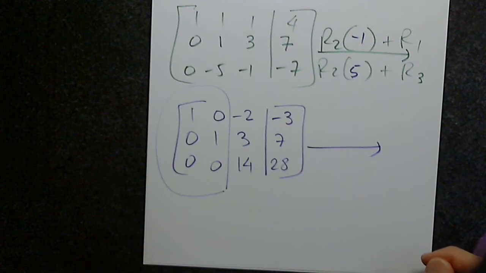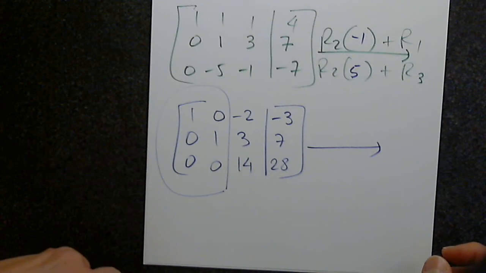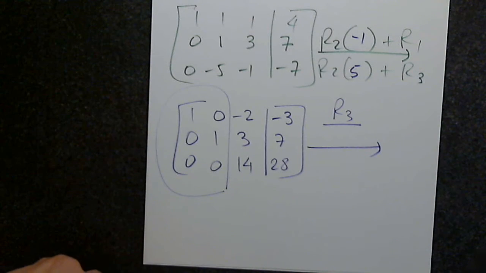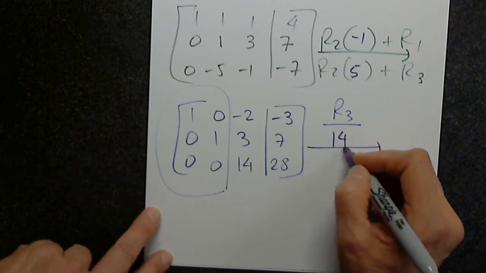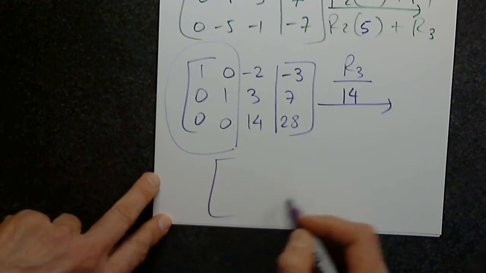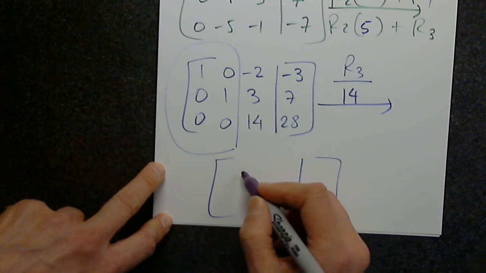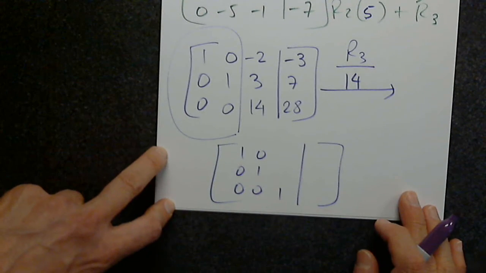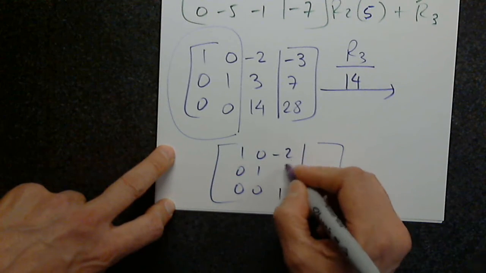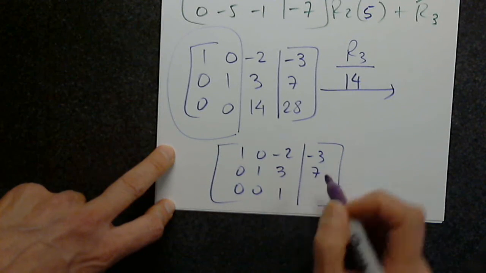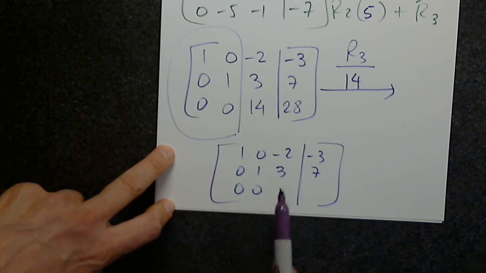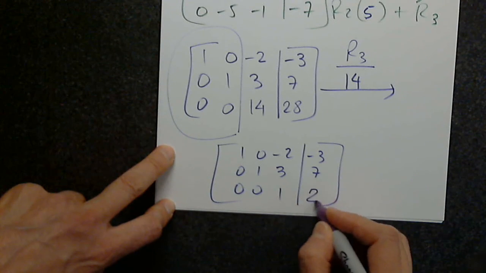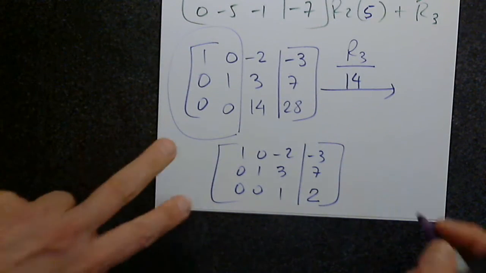How do I get rid of 14? Dividing both sides of row 3 by 14. So you can get 1. Exactly. 1, 0, 0, 1, 0, 0, 1. So 14 divided by 14 is 1, and 28 divided by 14 is 2. Very good. Final step.